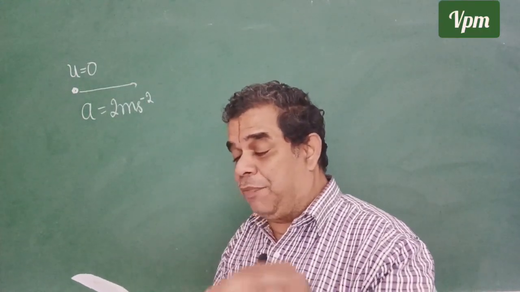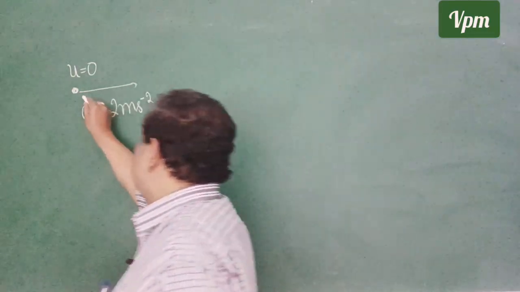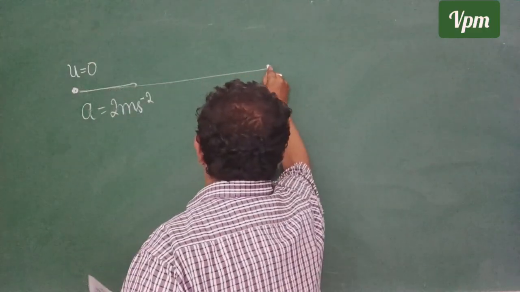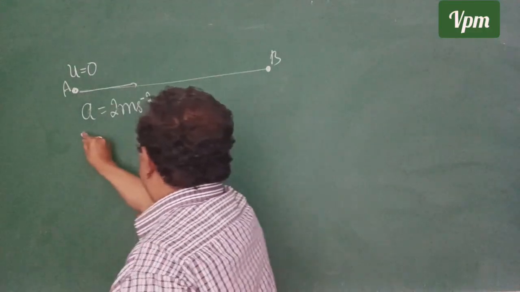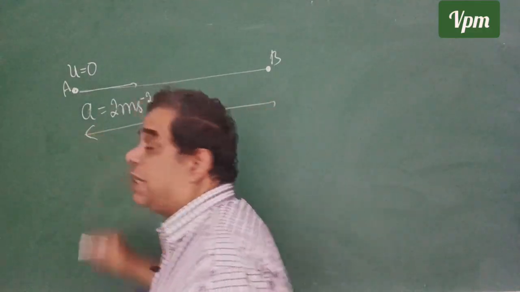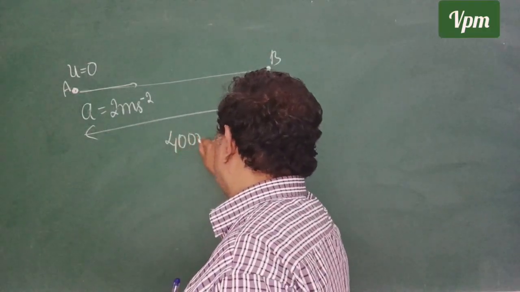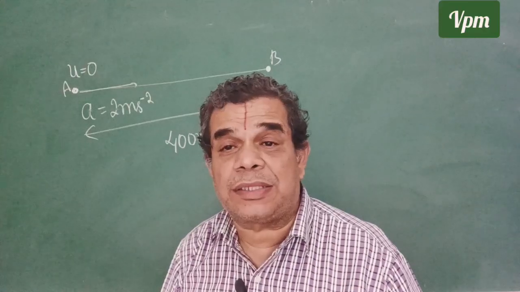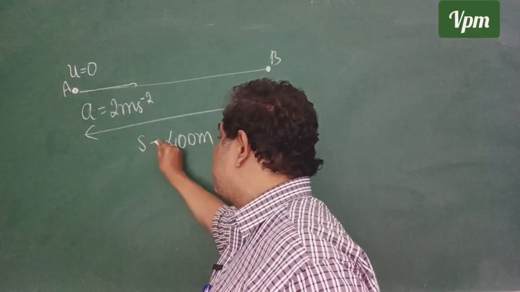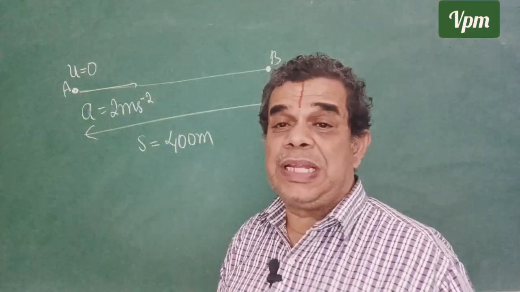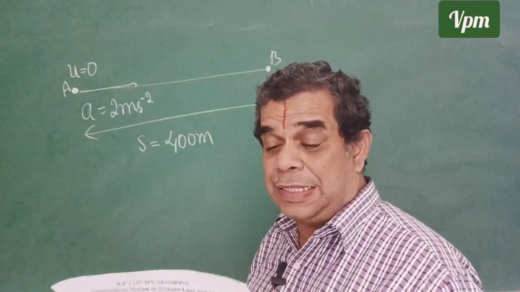Find the time taken by the particle to travel 400 meter. That means from here, say I call this as A, it travels to B. What is the distance given there? 400 meter. Right. So 400 meter, what should I call it as? It is the displacement or distance traveled here, because it's one dimensional motion. Both of them are same here. S is 400 meter.